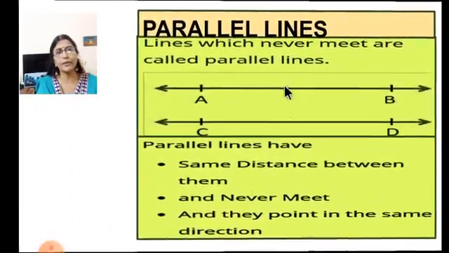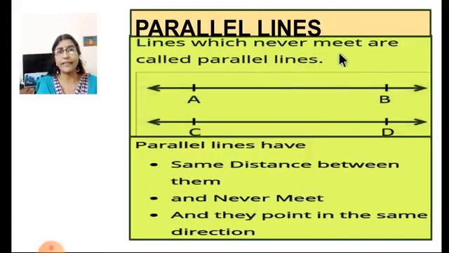Next, we are going to learn about parallel lines. Lines which never meet are called parallel lines. So here you can see these are the two lines AB and CD. They are parallel to each other. Parallel lines have the same distance between them. You can see the distance between both the lines is the same, and they never meet. These two lines never meet. That's why they are parallel, and they point in the same direction. You can see these two lines are pointing in the same direction. So they are parallel lines.